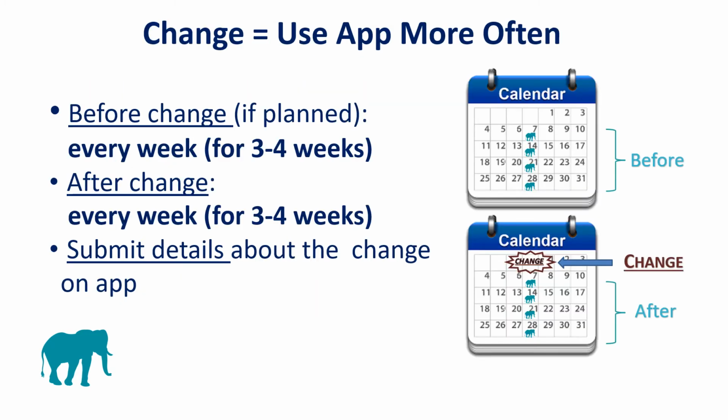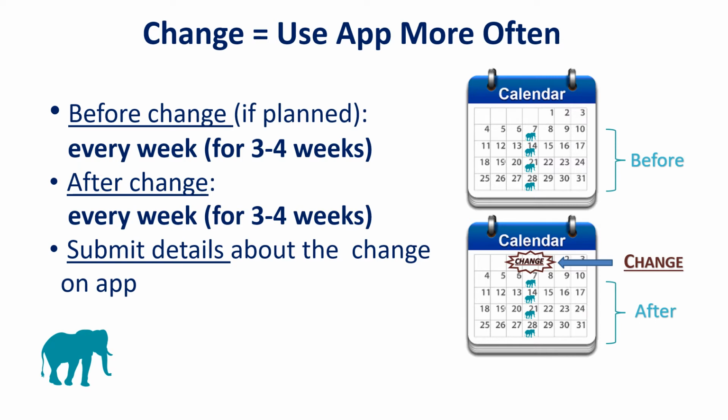If a change happens to your elephant, you should use the app more often. If you know when the change is going to happen, if it's a planned change, then you should use the tool more often just before the change and also immediately after that change happens. So around the time of the change, you should use the app every week for 3 to 4 weeks before a change, and every week for 3 to 4 weeks after the change.